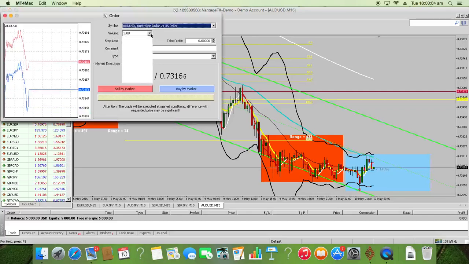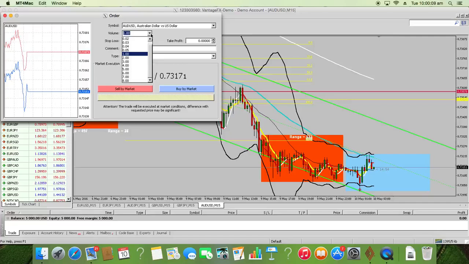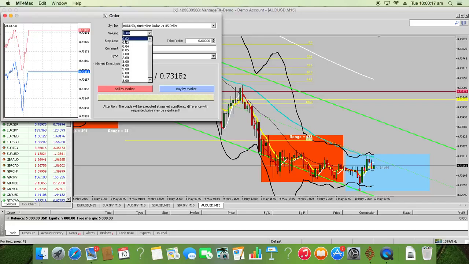Here, where it says volume, this is what I was talking about earlier in relation to the number of lots that you're trading. So just make sure. See, 0.02 is a micro lot. If this was 0.2, that would have been a mini lot. And this here, where it says 1, is an actual full standard lot.